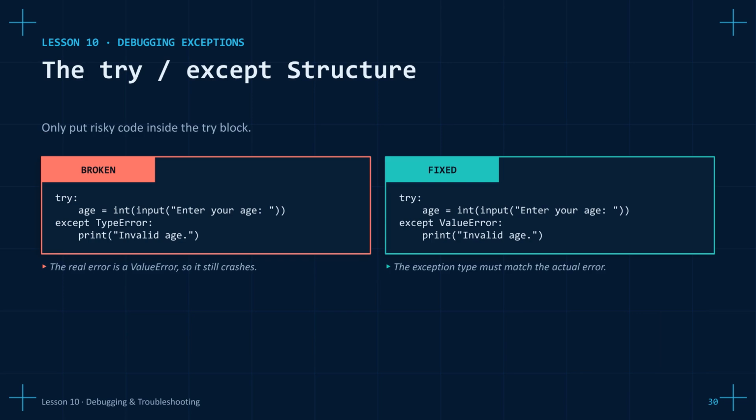The key rule is to put only the risky code inside the try block. In the broken version shown, we catch a TypeError, but converting bad text to an integer actually raises a ValueError, causing the program to crash. Matching the except block to the actual ValueError is the correct fix.